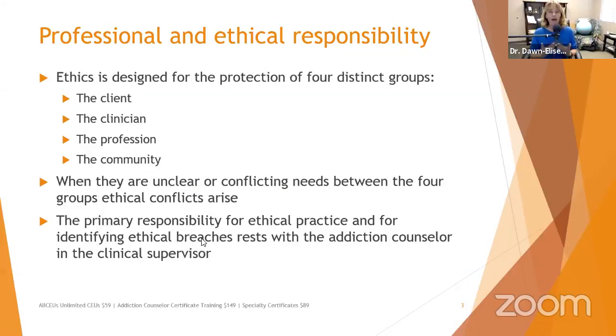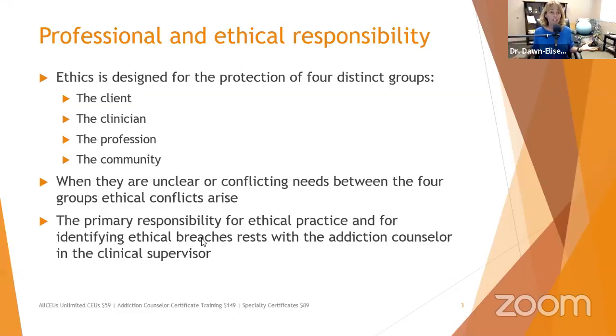behaving ethically. So ethics is designed for the protection of 4 groups: the client, the clinician, the profession, and the community. So how does that work? Well, obviously, if we're behaving ethically as clinicians, we're going to do what's in the best interest of the client. So that's kind of a no-brainer. They're designed to protect the clinician because if we're behaving ethically, then we have a code, if you will. We have standards that we can point to. If somebody says you weren't doing what you were supposed to do, we can point to the ethics and say, yes, we were. So ethics gives us a foundation to know what we can and cannot do, or should and should not do, as well as protects us sometimes legally from certain accusations.